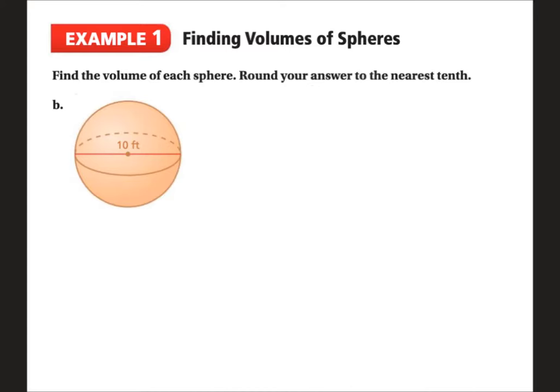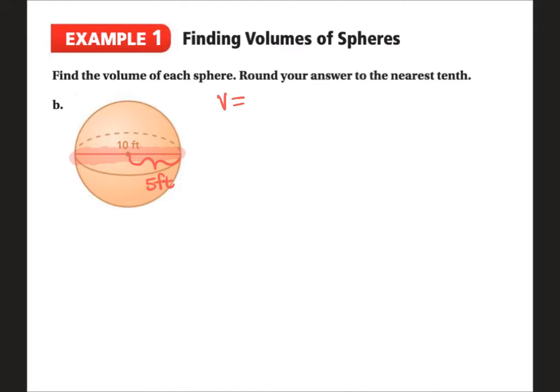Okay, so taking a look at another example, we're going to find the volume of a sphere and we're going to round to the nearest tenth. So again, the first thing we want to do is look at the diagram, and we see that this says 10 feet. Now that represents from end to end, which, do not get tricked, is not representing the radius. We know that the radius then has to be half of that, so the radius is going to be 5 feet. So that is one way of tricking you, so just be careful.